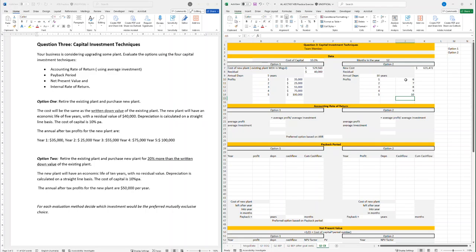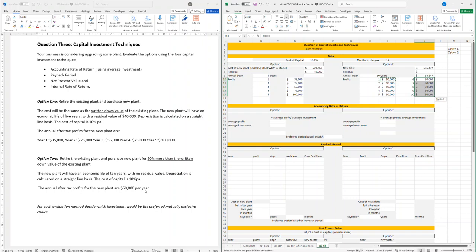Okay, so 10 years. What's the residual value? Does it say? New plant's economic life of 10 years, no residual value. Residual value equals to 0. Depreciation is calculated straight line. Now that's easy. When you have 0 residual value, your annual depreciation is simply straight line depreciation for 10 years, which will be equals to 63,56547. Okay. Annual after tax profit for the new plant every year is 50 grand. So we have $50,000, and that's to copy across the next 10 years.